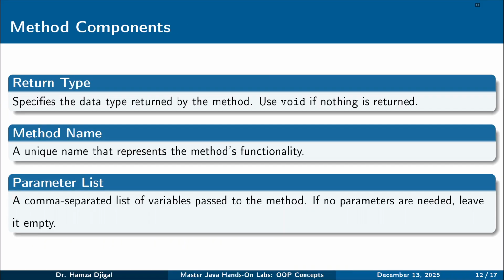Okay, so these are the components: the return type, which specifies the type of the method, as we have already explained. Then the method name, which is unique. That means in a class I cannot have two methods with the same name, though we can do that for constructors, which we will learn next. And the parameter list is like a function's: if you have f(x, y), then x and y are the parameter list of the method.